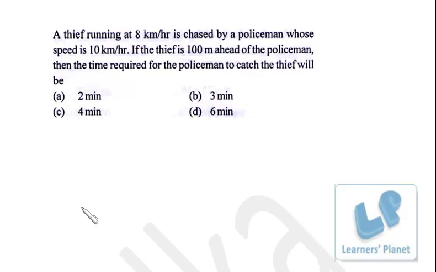Okay, now what is happening, suppose diagrammatic representation, if we say the policeman is here and the thief is here and the distance between them is 100 meter. Now policeman can run 2 km per hour extra, right? Now to catch this thief, he has to run just 100 meter extra, right? Because thief is also running, policeman is also running. So we are taking the relative speed, that is 2 km per hour. Okay, so with the speed of 2 km per hour, if he has to gain 100 meter, how much time will it take?